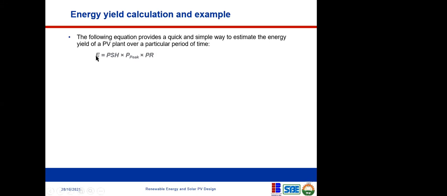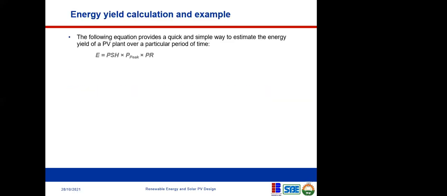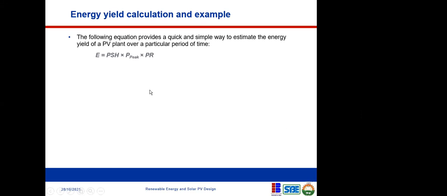So E here represents the energy yield, and PSH means peak sun hour. P peak is your peak power production, and of course PR means your performance ratio. So this is how you calculate energy yield from your project. If you want to calculate how much energy you're going to get from a particular project, this is how you calculate it. First of all, you have to determine the peak sun hour.